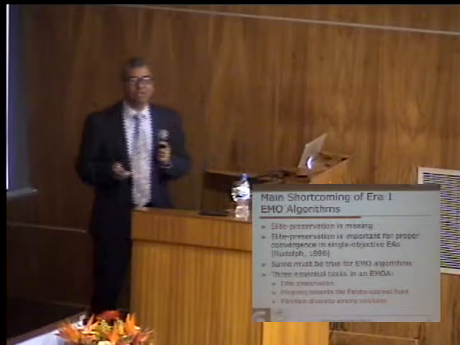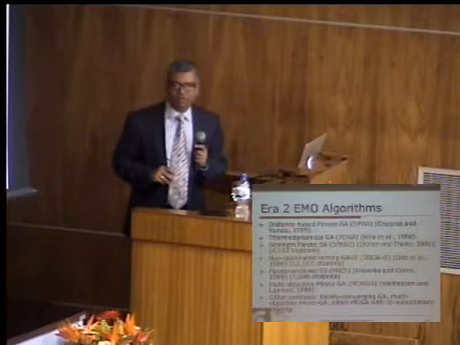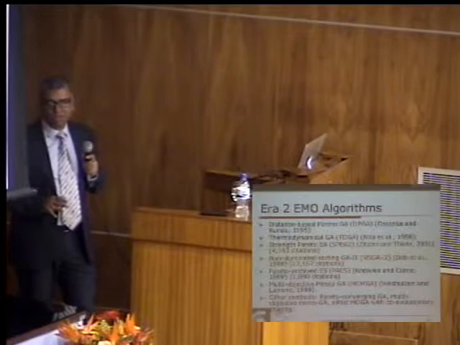So that started in era two. Again, quite a few algorithms came out from 2000 to about 2006, 7. A lot of algorithms came out. I'm highlighting a couple of them here because they are still in use, still very popular. So we had the Strength Pareto EA, SPEA, look at the citations of that.